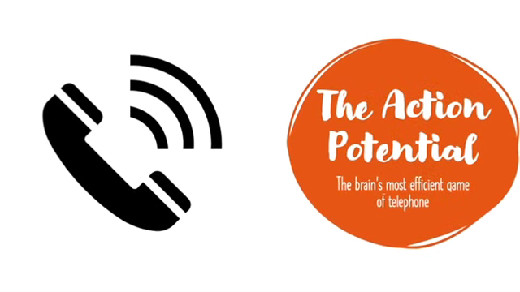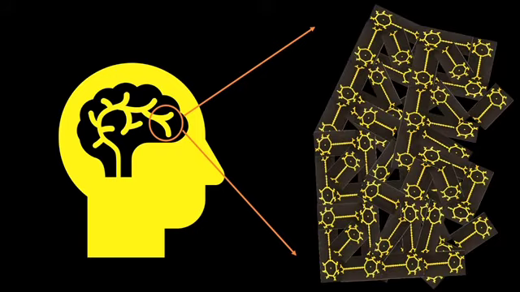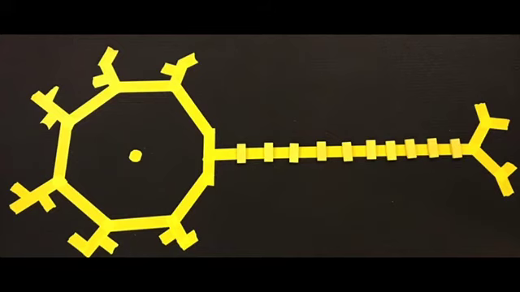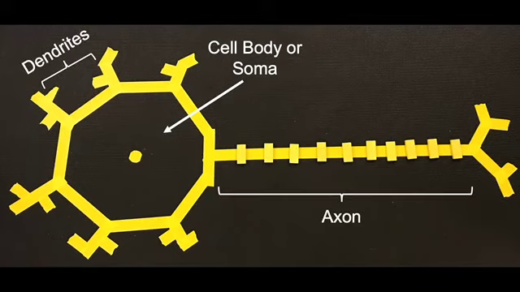The action potential, the brain's most efficient game of telephone. Information in the brain is disseminated via billions of interconnected cells called neurons. A typical neuron is composed of four distinct regions: the cell body or soma, dendrites, axon, and presynaptic terminals.